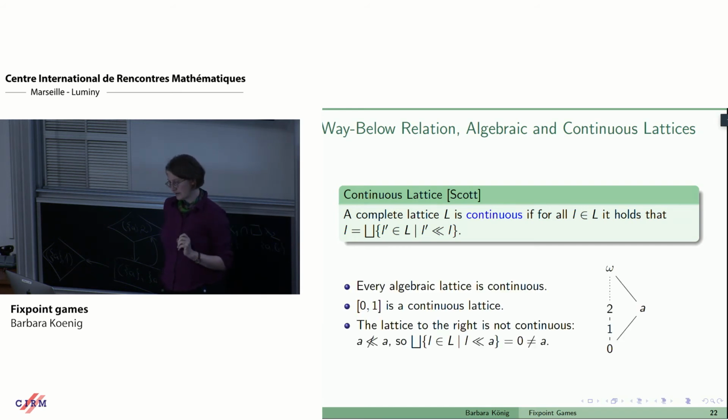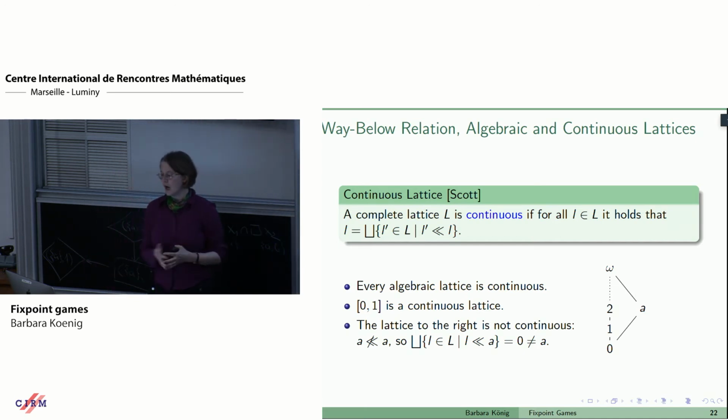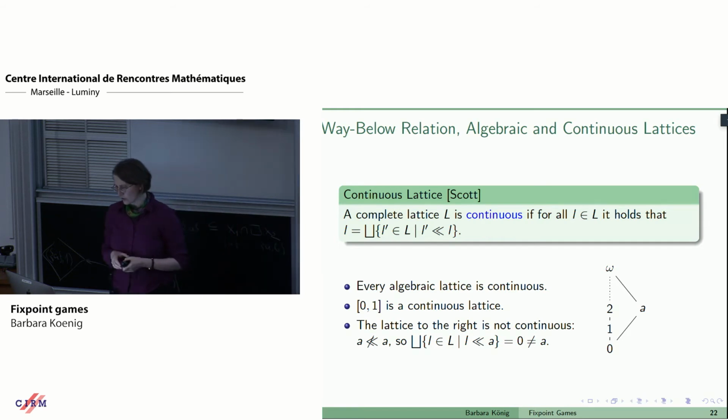Now the interval [0, 1] is a continuous lattice because every real number is the supremum of those real numbers that are strictly less than this number. Algebraic lattices, of course, are also all continuous. That follows from the definition.